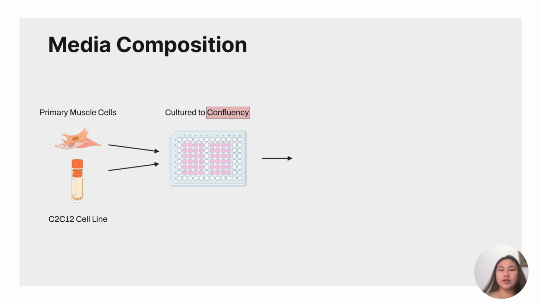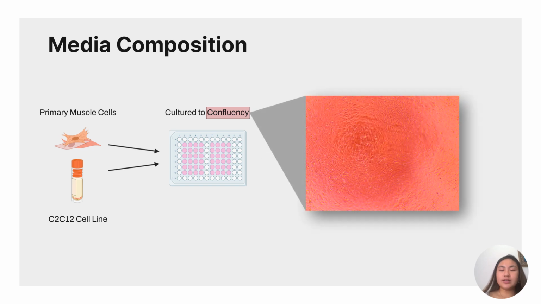Just to focus a little on what confluency means here: confluency is when the muscle cells form a monolayer on the bottom of the plate. It means the cell population is high enough for us to then test. We made sure that we plated each of these wells with the same number of cells, and we will also account for that in our analysis.